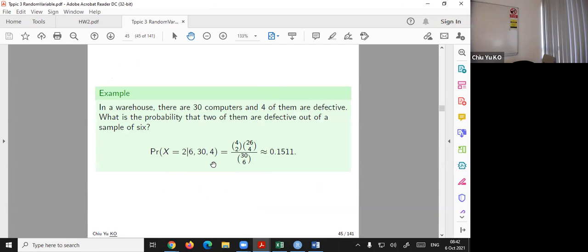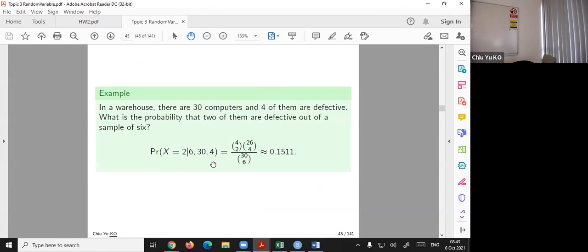So here we have the question again. We have 30 computers, 4 of them are defective. What is the probability that 2 of them are defective out of a sample of 6?